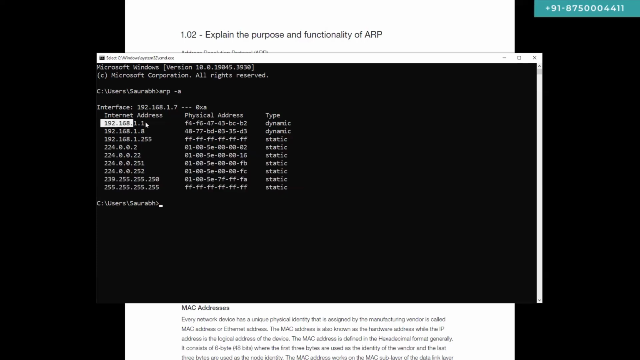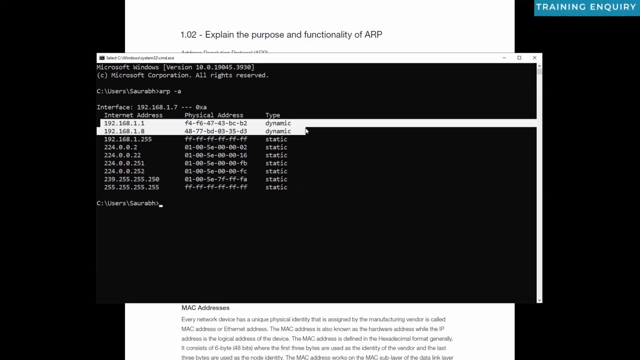The dynamic entries will be those entries for which it followed the ARP process. It sent out the ARP request first, and then it got the ARP responses from those destination host machines, and that's how it learned the destination MAC address, right? So those entries will be known as dynamic entries. That's the only difference between them.